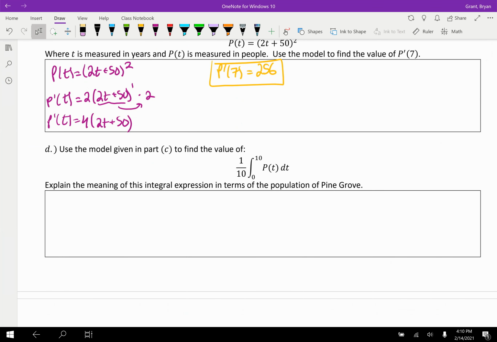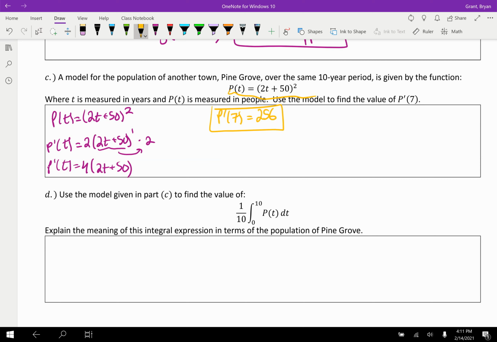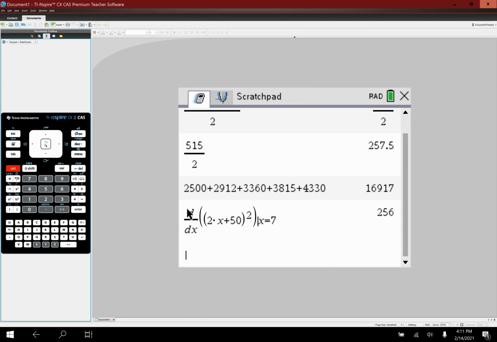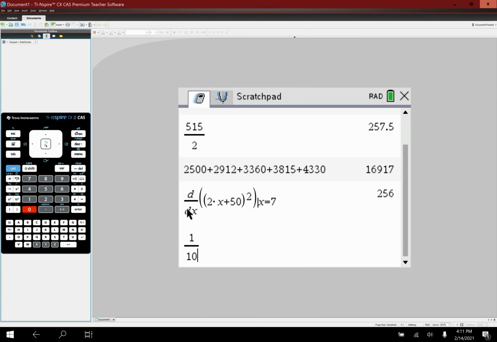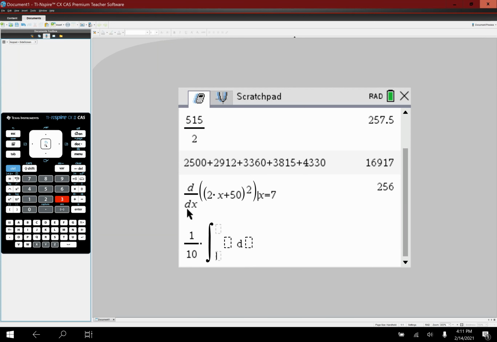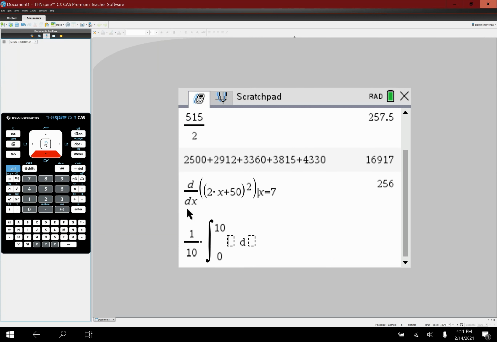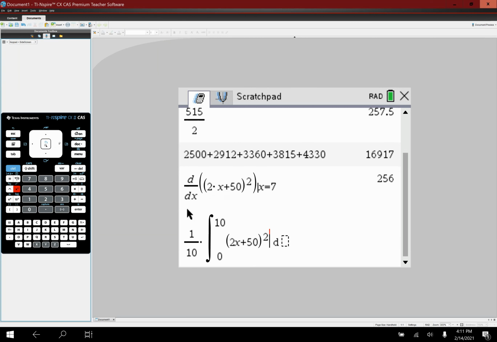All right, part D. Use the model given in part C, so this one up here, to find this value. Well, that means we're going to do 1/10 of the integral from 0 to 10 of P of t dt. And I'm going to do all of this on my calculator again. So we have our fraction 1/10, and this is being multiplied by menu, calculus, our integral, from 0 to 10 of that same equation. So (2x + 50) squared, and then dx.